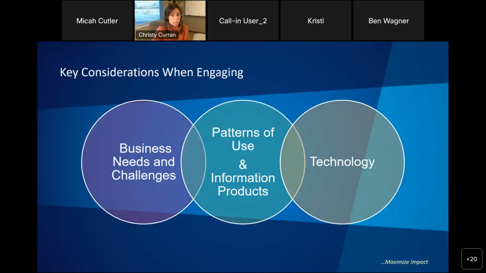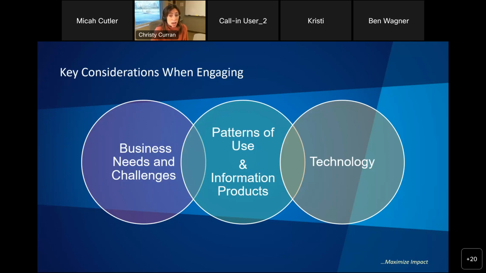So, key considerations that you want to keep in mind. Notice that these overlap on purpose because all of these things are interconnected. The first circle here, and probably the most important, is your organization's business needs and challenges. This is the what that we are trying to address and achieve with the strategy. The second circle, patterns of use and information products. This is the how. How are you currently operating? What are you using in key workflows now? What are some key business products? It's connected to the first circle, thinking about what are some patterns where we are seeing the same challenges repeated.